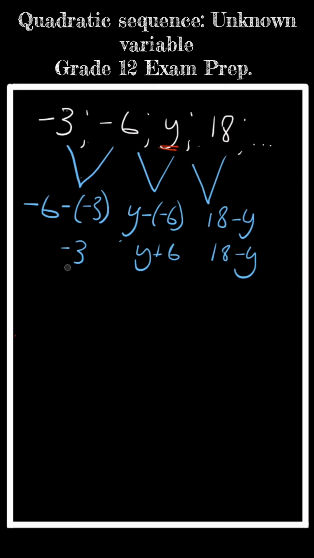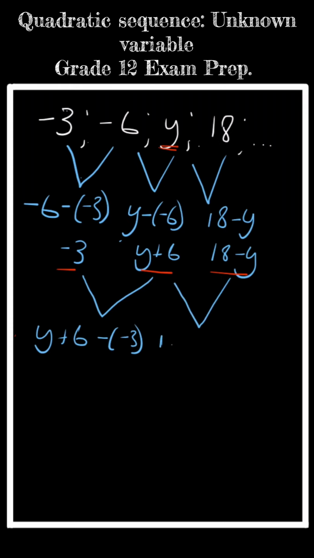And then now this will be our first row of differences. So we need to find our second row. And how do we go about that? We'll say y plus 6 minus 3, and 18 minus y minus y plus 6.